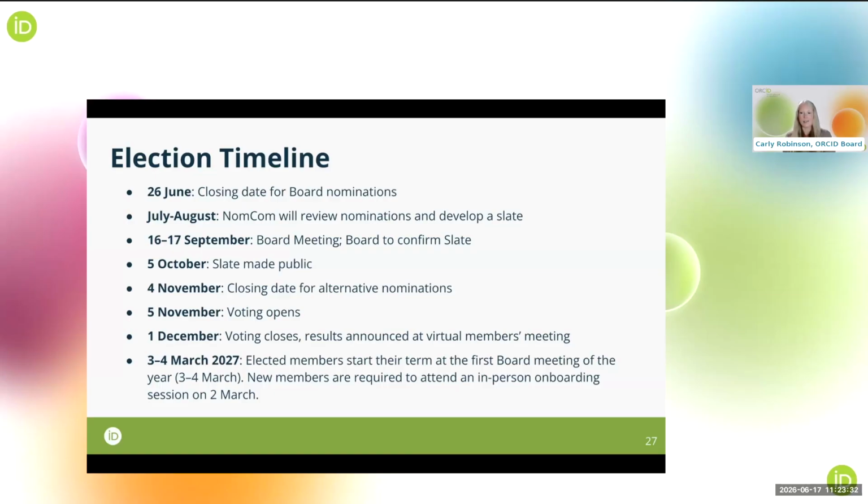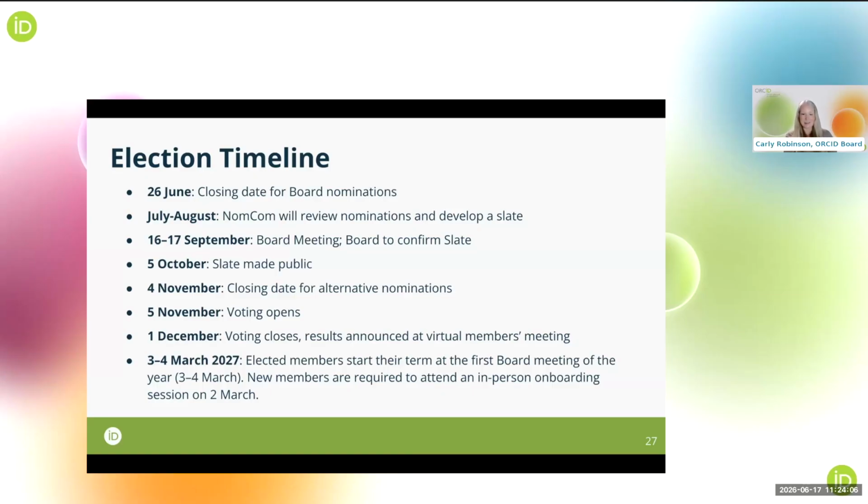Once the board has approved the slate, it'll be made public. If there are any alternative write-in nominations, those will need to be received by November 4th. And then we open voting the next day on December 5th, and each ORCID member has a voting contact that receives details about how to vote electronically. The voting closes on December 1st, and then we'll announce the results during a virtual meeting. And then the newly elected board members start their term at the first board meeting of the next year, which is scheduled for March 2nd and 3rd.